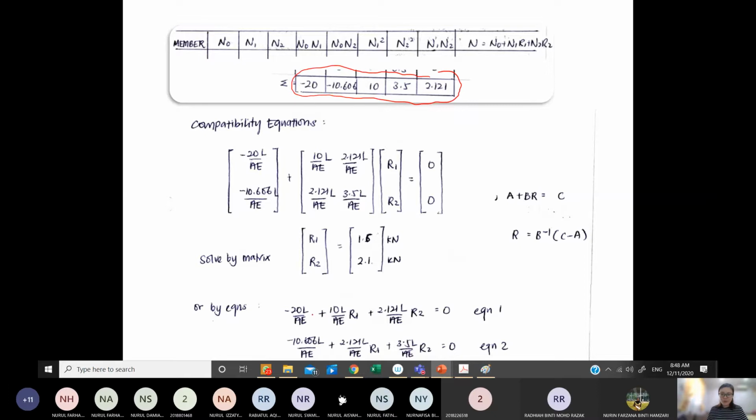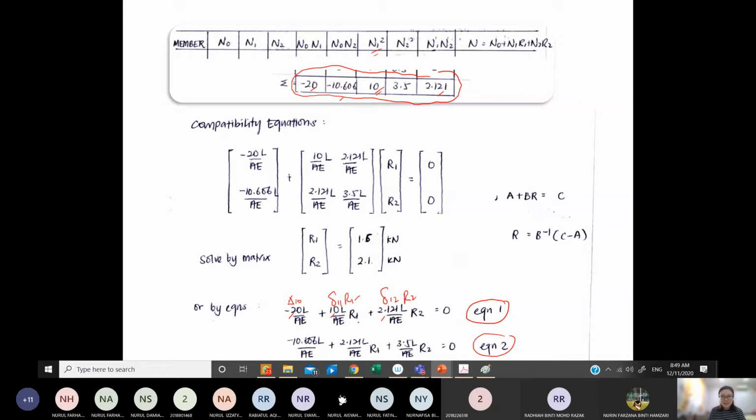If you remember the equations that you have derived earlier, this is equation 1, this is equation 2. This is delta 1 naught, delta 1 1, R1, delta 1 2, R2. So delta 1 naught is negative 20, so you just put negative 20 here. Delta 1 1 is 10, sorry, 10. And delta 1 2 is from here, 2.121. Just put it in this equation.